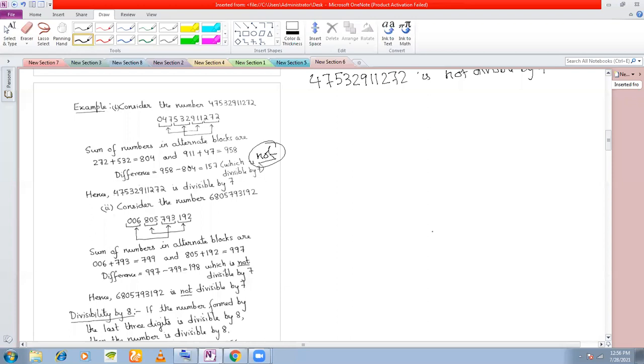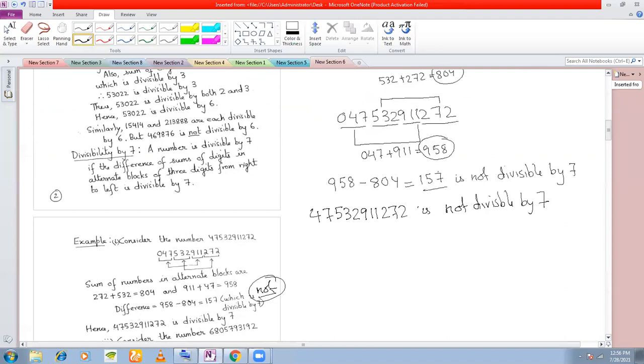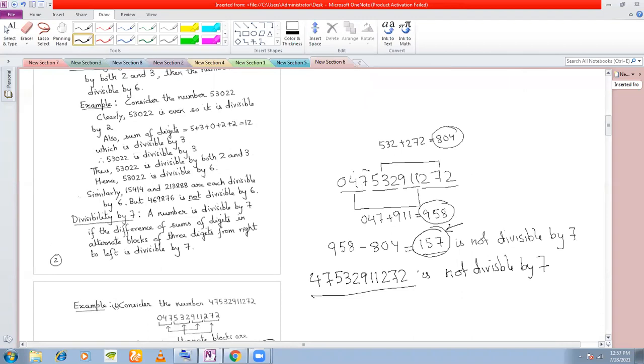Is this divisibility by 7 very clear? Yes, sir. If the number that we got here was divisible by 7, then we would have said that this number entirely is divisible by 7. So remember, whenever you are grouping this, always take alternate groups. This is one group, this is the other group.